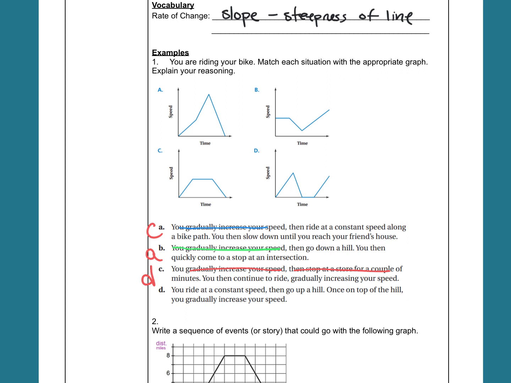You ride at a constant speed, so I'm going to keep the speed the same. So like if the speed is 5, it's saying 5, 5, 5, 5 all the way across. Then you go up a hill. When I go up a hill, I'm going to start slowing down because going uphill. So the speed's going slower, slower, slower. Once I get to the top, we're going to start speeding up again. Yep, so that matches. So that would be graph B.